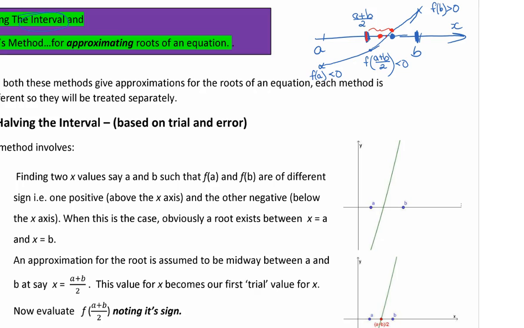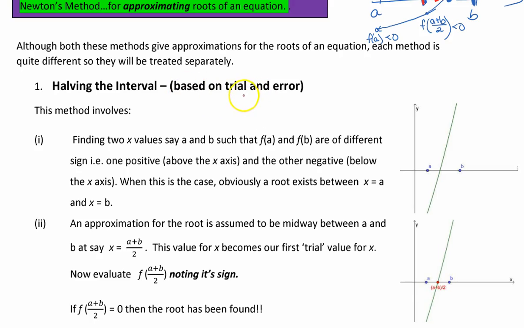And then we strategically keep readjusting our interval until we're getting closer and closer to where the root is actually occurring. And as it says here, this whole method is based on trial and error. It's just trial and error. So it does depend on how careful you are with substituting your values and identifying whether you've got a positive result or a negative result. So let's have a look.